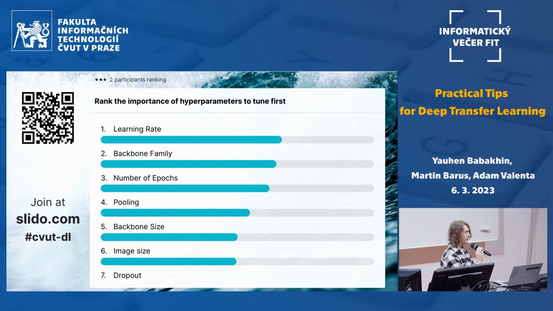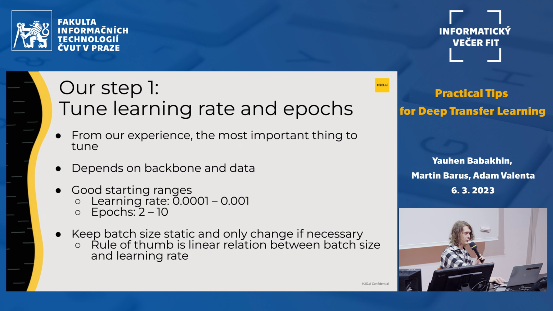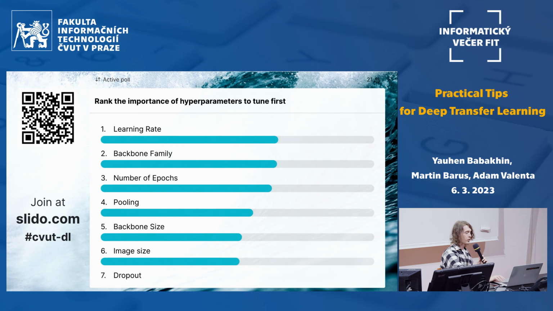Okay, so let's have a look at the current results. It looks like learning rate is the most important based on your knowledge or feeling. Then the backbone family, number of epochs, poolings, backbone size, and image size. So let's see how close you guys were to what we think is the right answer. Right. Okay. So first we can start the experiments based on your suggestions. We'll start with two first things: the learning rate and backbone family.